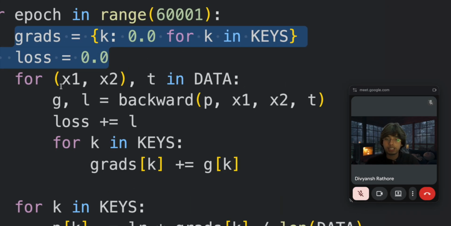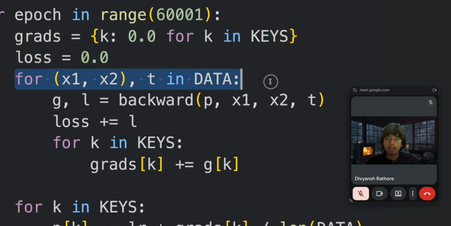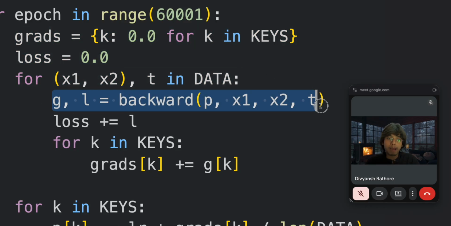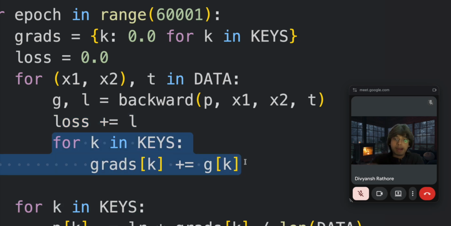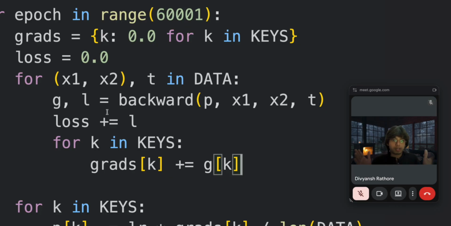Now comes this loop where for each of the input data, we'll go forward and backward. And the backward function is returning two things. The first one is G, which is the dictionary of all the gradients, and the second one is loss. For each of the inputs, we'll keep adding the loss, and we'll also keep adding up the gradients for the particular parameter. So for all the 4 inputs, we have added up the total loss value, and we have added up the gradients of each of the parameters.